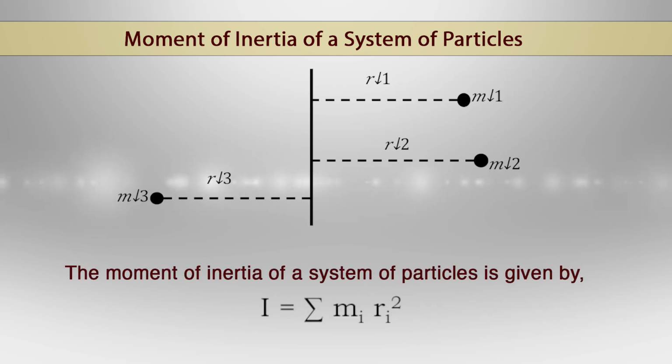If a system is considered to be a collection of discrete particles, then the moment of inertia can be calculated using the equation I equals summation of mi times Ri squared, where mi is the mass of the ith particle and Ri is its perpendicular distance from the given line as shown in the figure. Mathematically, the moment of inertia I about a given axis is defined as the sum of the products of the mass of each particle in the object and the square of its perpendicular distance to the axis of rotation.